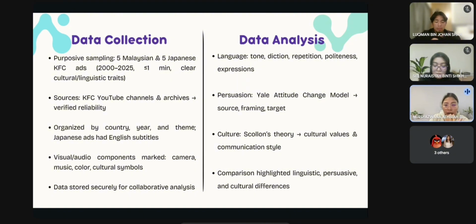So there is a comparison between the highlighted linguistic, persuasive, and cultural differences. This systematic approach enabled us to draw clear insight into how KFC tailors its advertising across different cultural contexts. So that's for the data collection and also the data analysis.